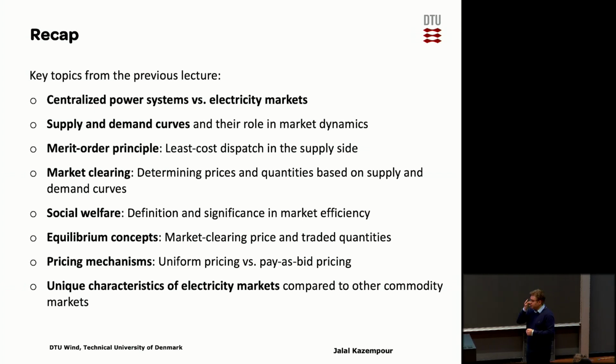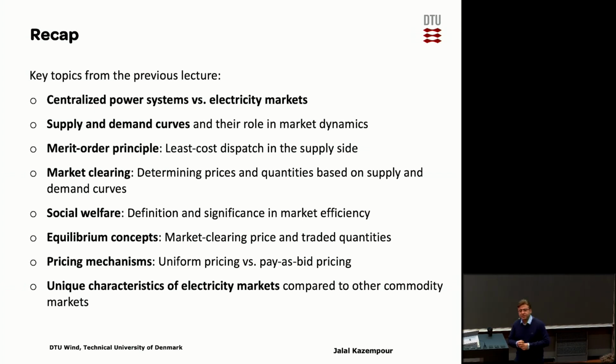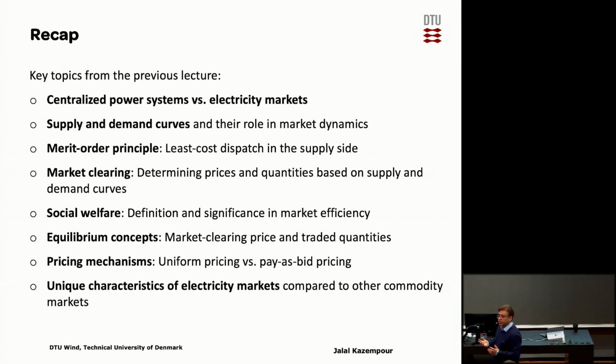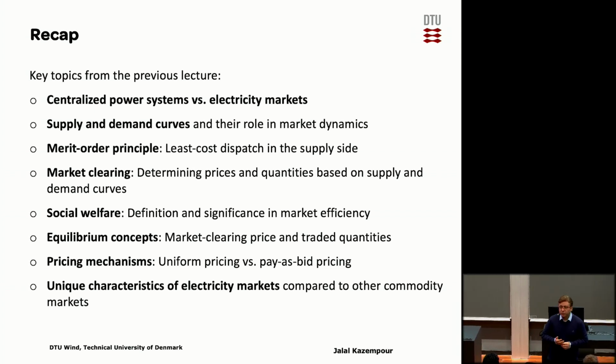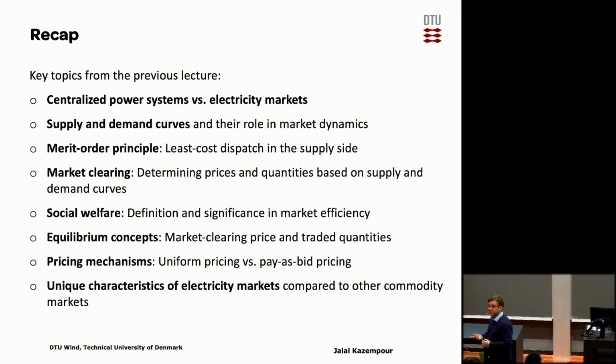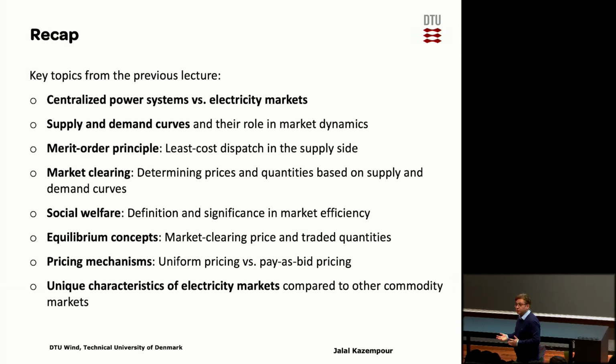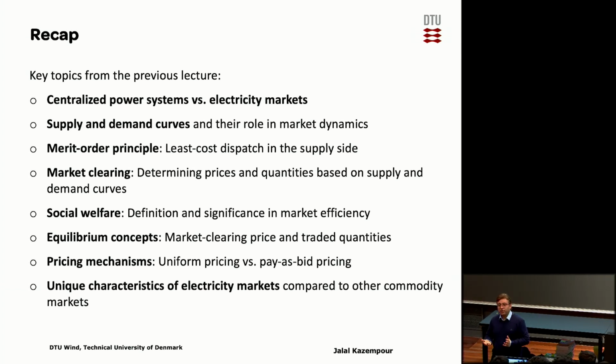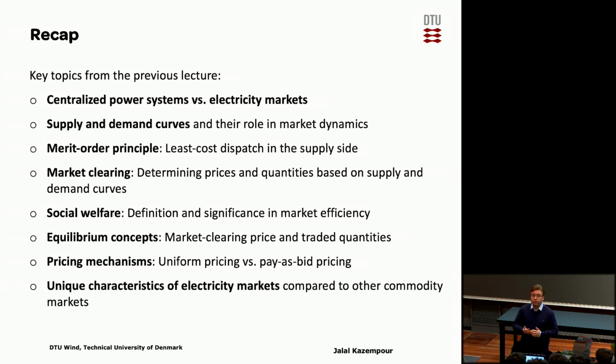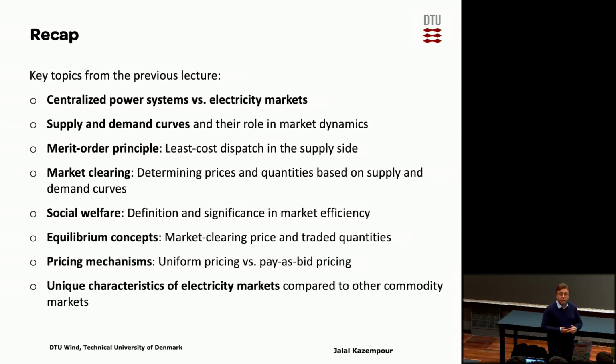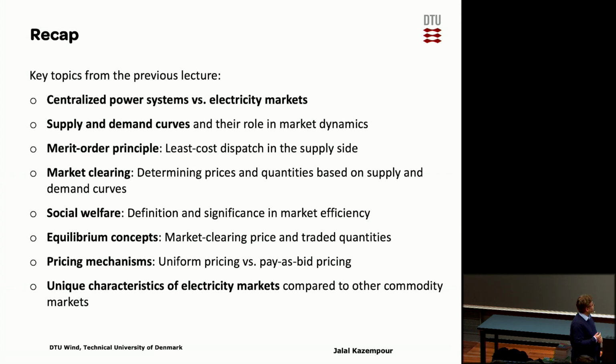We talked about pricing mechanisms, uniform pricing versus pay as bid. Pay as bid simply means that what you bid or what you offer, you will be paid or charged at that price, while in uniform pricing there is a single price for everyone. So it doesn't matter at what price you offer or bid. If you have an accepted bid, you will be paid or charged the same price.